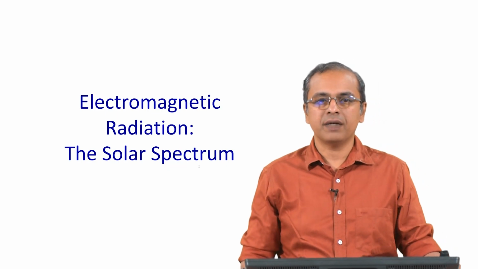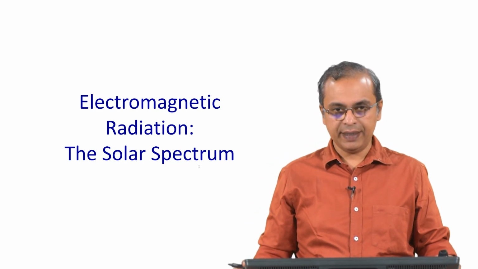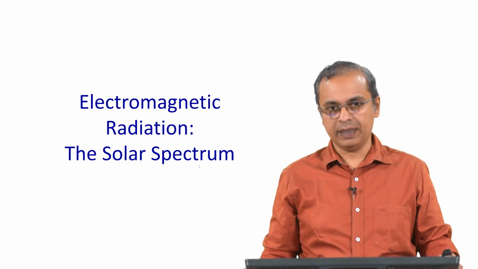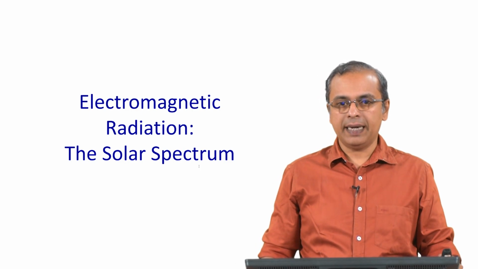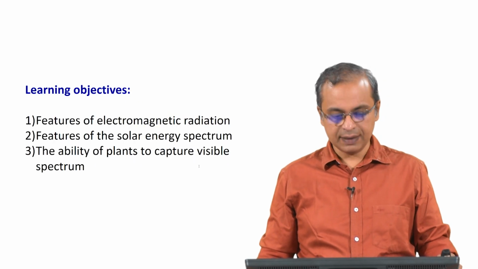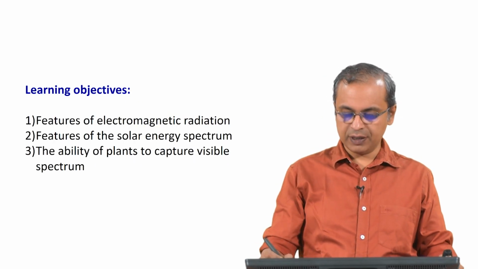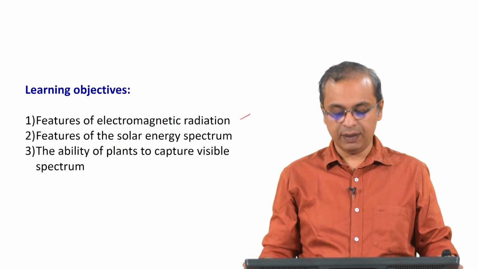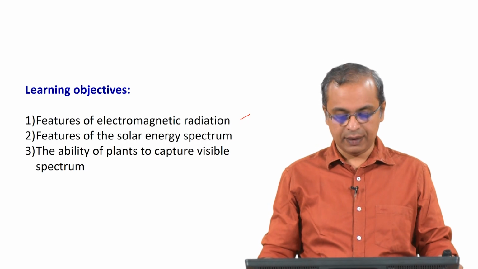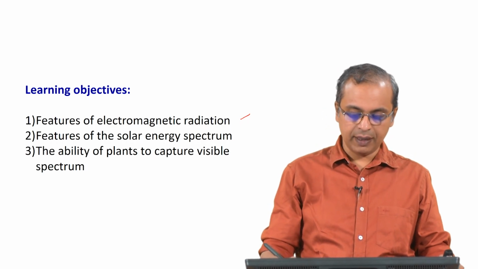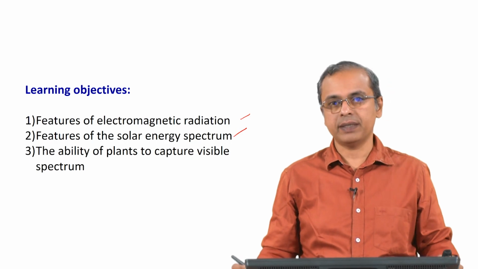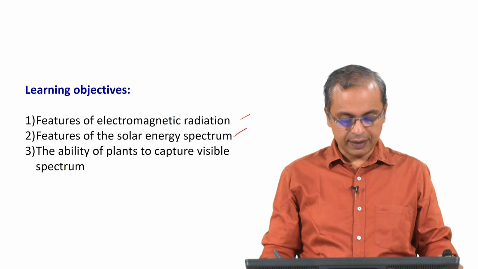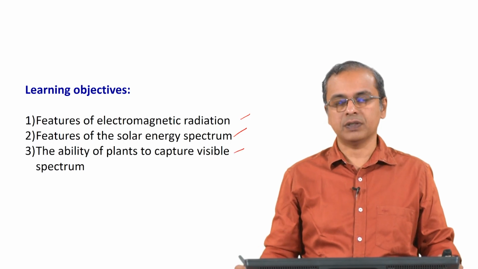In this class, we are going to look at electromagnetic radiation in general and the solar spectrum in some detail. Our learning objectives for this class are that we would like to look at some features of the electromagnetic radiation, and part of that is the visible spectrum. In that context we would also look at the features of the solar energy spectrum, and also we will look at the ability of plants to capture the visible spectrum.